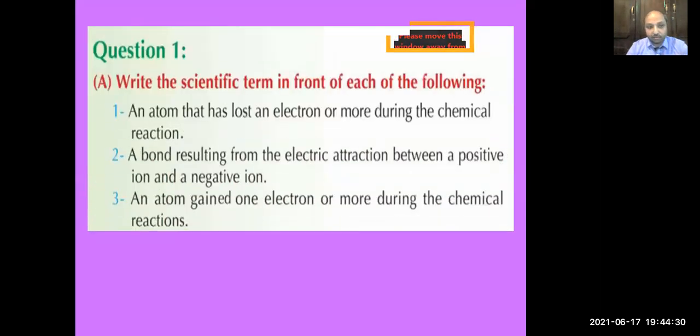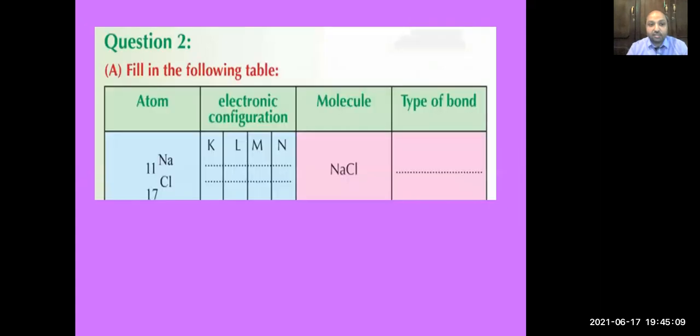Let's see some exercises. Question number 1. Write the scientific term in front of each of the following. Number 1. An atom that has lost an electron or more during a chemical reaction. It is called a positive ion. Number 2. A bond resulting from the electric attraction between a positive ion and a negative ion. It's called an ionic bond. Number 3. An atom that gained one electron or more during chemical reactions. It is called a negative ion.